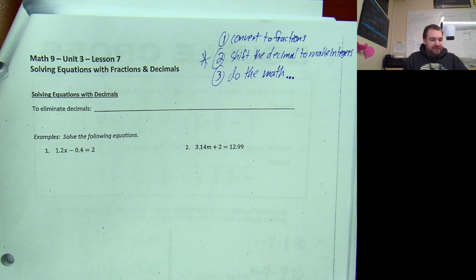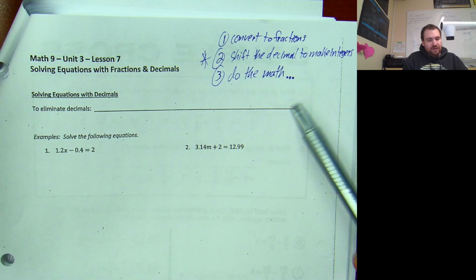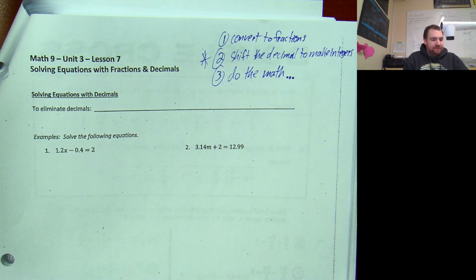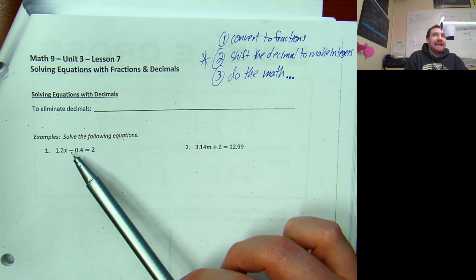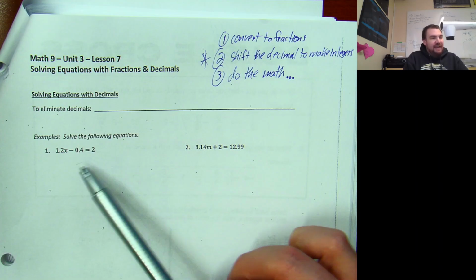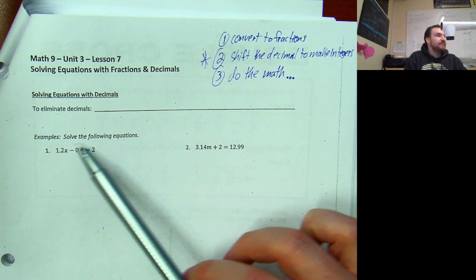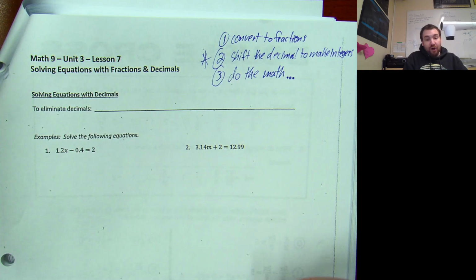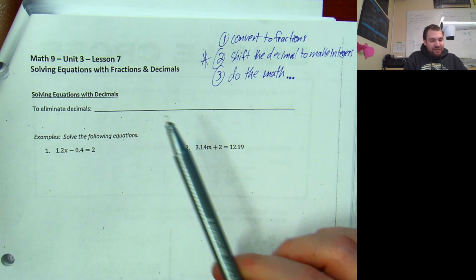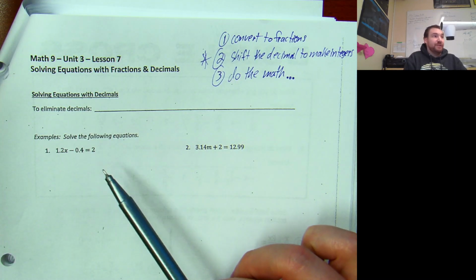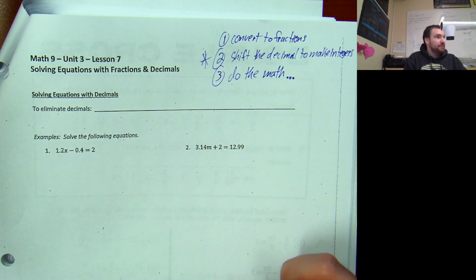You can convert it to a fraction, that's cool. You can do the math with the way the question's written, because all I would have to do here is add 0.4 to both sides and then divide by 1.2. We see this, yes? Alternatively, though, if I wanted to get rid of all the decimals, what could I do? Carolyn?